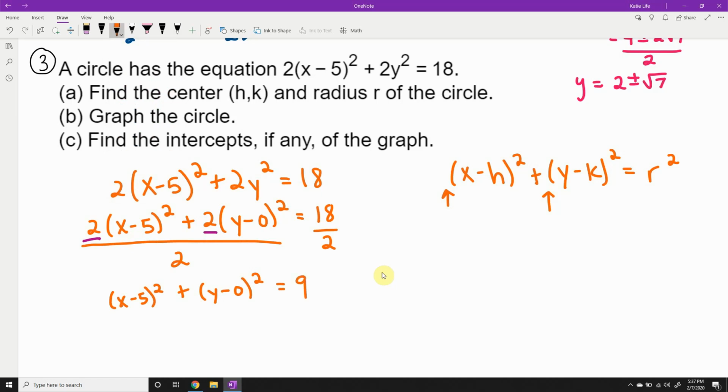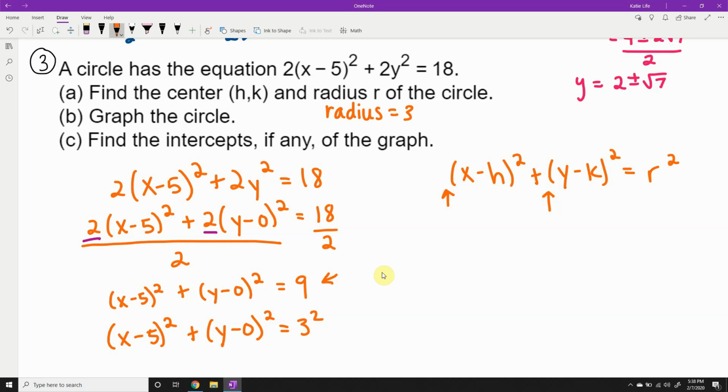So now I've got it in the (x − h)² + (y − k)² = form. Now I've got to make sure the right-hand side looks like something squared, and conveniently enough, 9 is the perfect square of 3. So my equation in standard form looks like (x − 5)² + (y − 0)² = 3². Now it's super easy to pick out all of these values. My radius is clearly 3, and the center point is 5, 0.